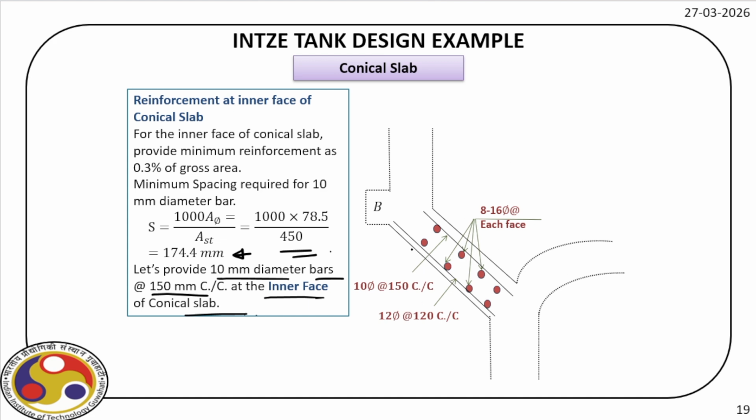As you can see here, we have two different types of bar. Outer face we have 12 phi at the rate 120 center to center, and inner face we have 10 phi at the rate 150 center to center, while the other direction we have 16 phi bar on each face.